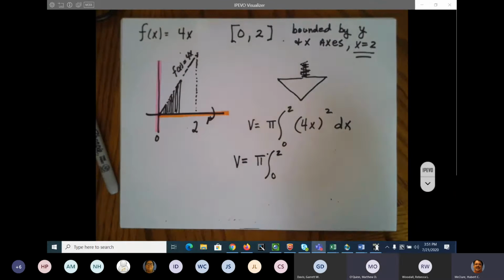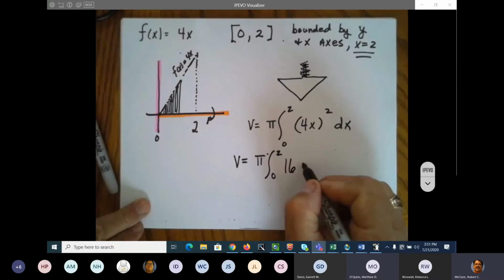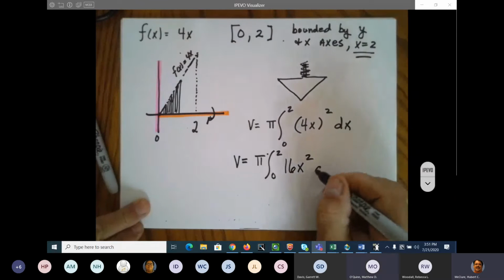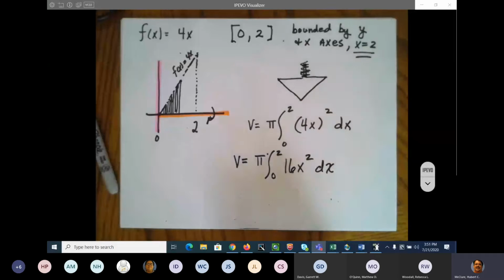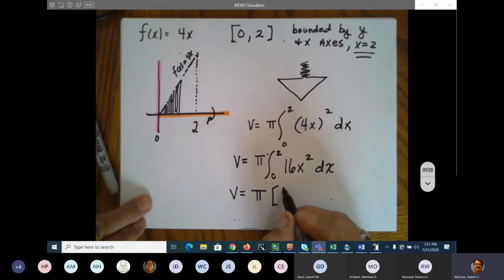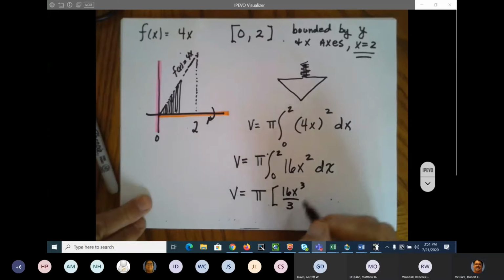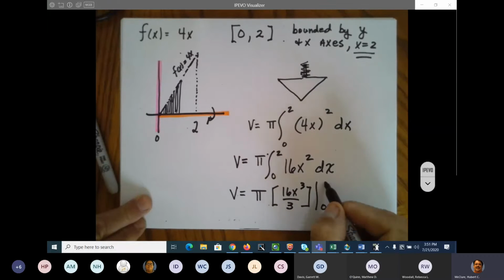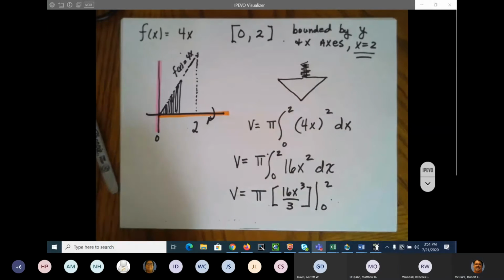So it's not 4x squared, it's what? 16x squared. And that's going to be V is equal to pi bracket 16x to the third over 3, evaluated at 0 and 2. And take my red pen.